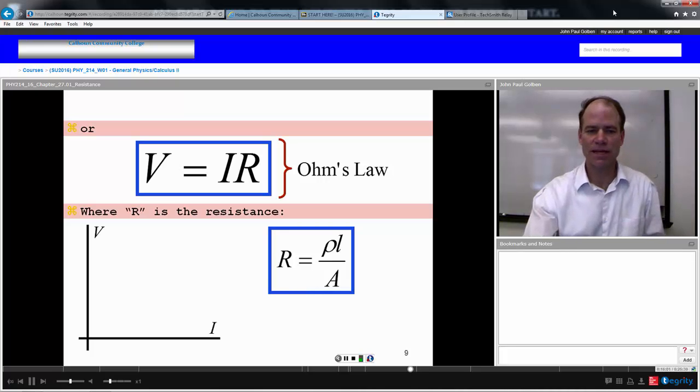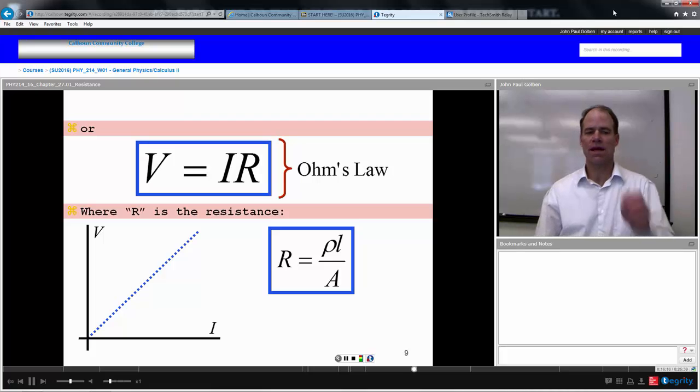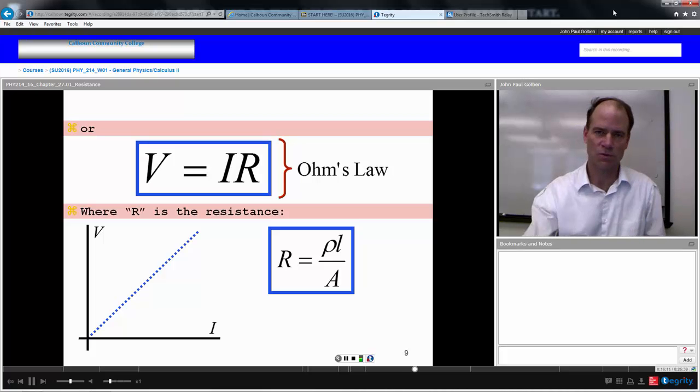Note that V equals IR. If we were to graph voltage as a function of current, we'd have a straight line. It's a linear relationship, and the slope of that line would be the resistance.